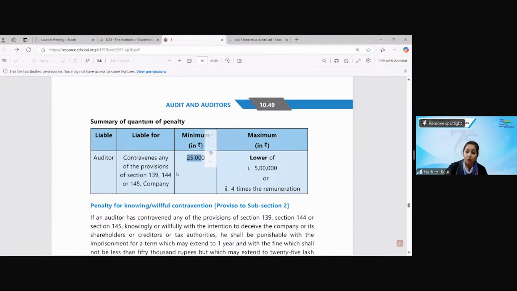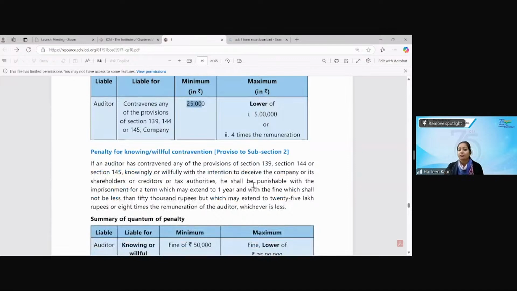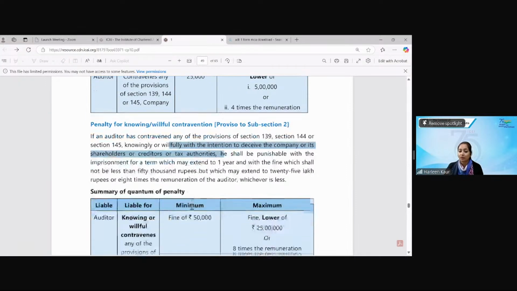If I'm giving you 1 lakh rupees as an auditor, so 4 lakh or 5 lakh, whichever is less, so 4. If you're getting 2 lakh 50,000 as an auditor, so 2 lakh 50 into 4, what is that? So 10 lakhs or 5 lakhs, whichever is low, 5 lakh will be your fine. If the auditor knowingly or willfully deceives the company, the taxation authorities or shareholders, then again 447 will also become applicable and he is punishable with imprisonment of 1 year and a fine which is not less than 50,000, which can extend to 25 lakh.